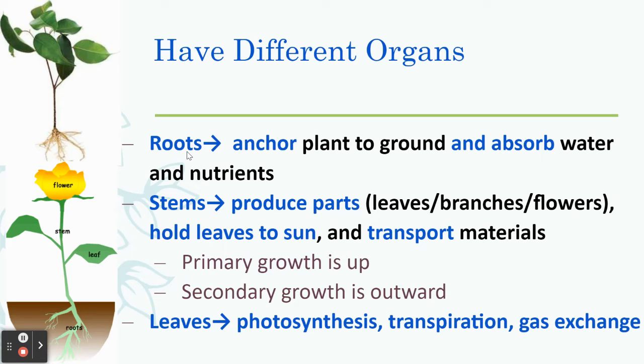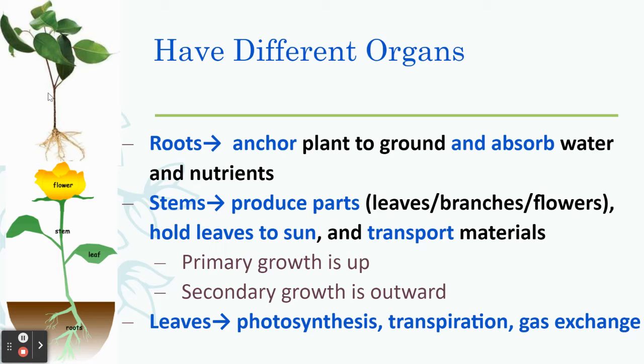So they have roots which actually anchor the plant into the ground, and you can see that. They also help bring water into the plant. Plants also have stems, which produce other parts. So basically from the stems, there are leaves that can come off of the stems, there are branches that can come off of the stems, and there are flowers that can come off of the stems. They also have a big job of holding the leaves up to the sun, and very importantly, stems actually transport material. So through the xylem and the phloem, stems move water and nutrients throughout the plant.